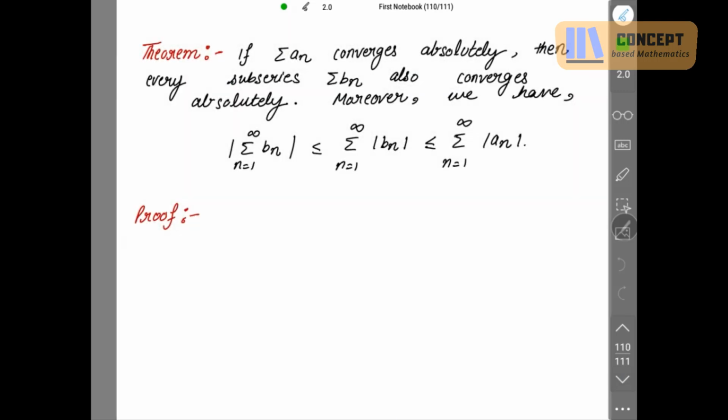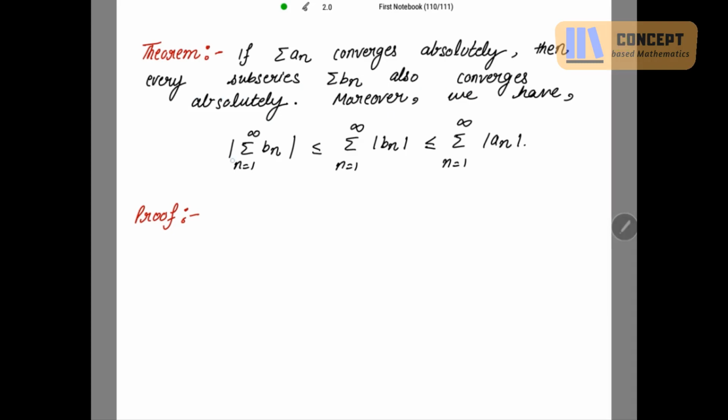This is another theorem which is also very interesting. But here summation an is given to be absolutely convergent. In the Riemann theorem, it is conditionally convergent. In this theorem, it is absolutely convergent. So if summation an converges absolutely, then every subseries summation bn also converges absolutely.